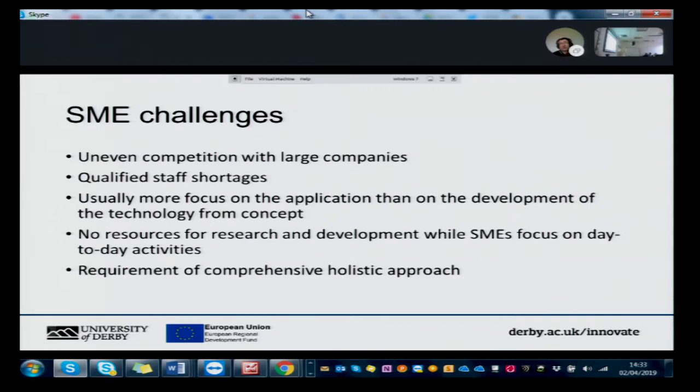Usually, small and medium companies are way more focused on day-to-day application of technology than development of technology from the concept. They are using more off-the-shelf products to create something more. And SMEs have no resources for research and development. They have to focus on a day-to-day basis. That was common feedback from different companies, that they simply did not have time to think about development of new technologies because they were struggling to work out the production problems they were facing. And of course, there is the requirement of a comprehensive, holistic approach.